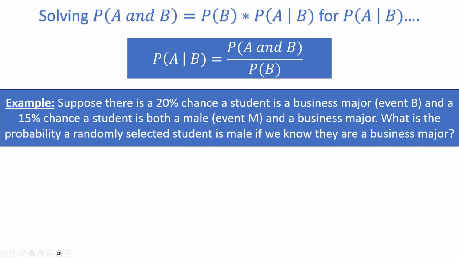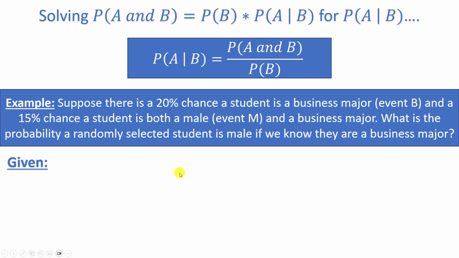Suppose there is a 20% chance a student is a business major, that's going to be event B, and a 15% chance that a student is both a male, event M, and a business major. What is the probability a randomly selected student is male if we know that they are a business major? Now, the first thing you should do whenever you read a probability problem like this is write out the probability statements that go along with each event. Believe me, that's going to save you a lot of work and a lot of issues if you can correctly identify the events that are going along with some of these numbers.